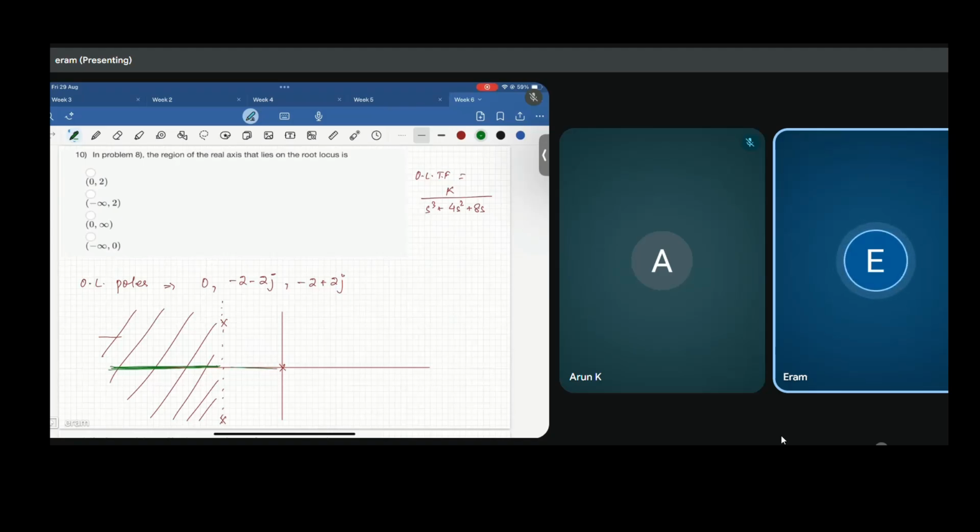And what about this region? For this region also, the number of poles, in this case we have only poles, is 1, which is odd. Then what will be the region of the real axis on the root locus? This odd region will lie, that is, minus infinity to 0.